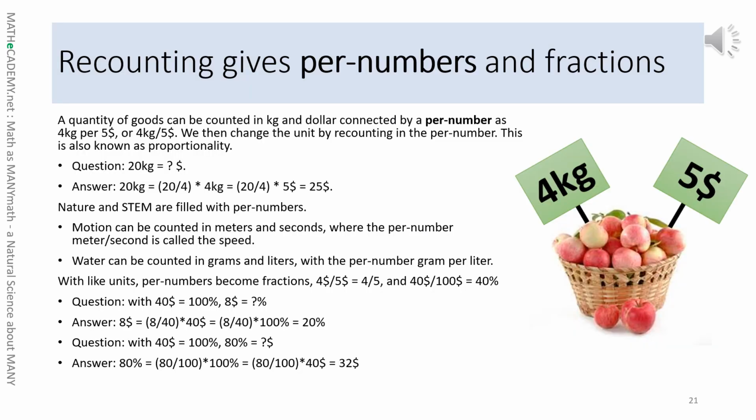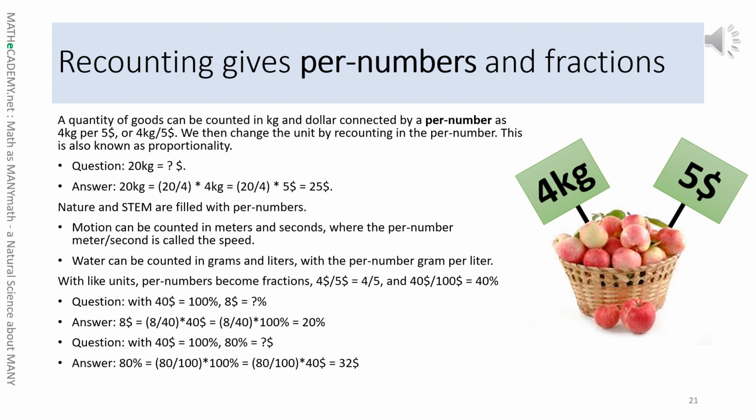Recounting gives per numbers and fractions. A quantity of goods can be counted in kilograms and dollars, connected by a per number, as 4 kilo per $5, or 4 kilo over $5. We then change the unit by recounting in the per number. This is also known as proportionality. Question, 20 kilo equals how many dollar? Answer, 20 kilo equals 20 over 4, times 4 kilo, equals 20 over 4, times $5, equals $25.